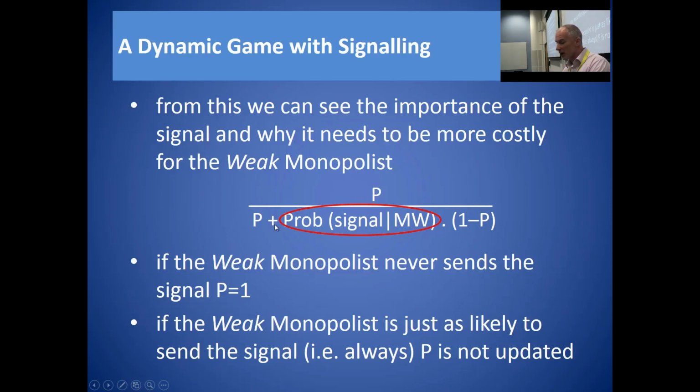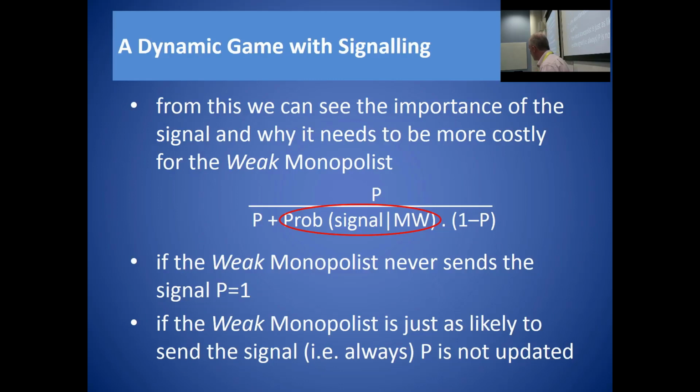Now what happens when that probability is 1? You get P divided by P plus 1 times 1 minus P. So that's P plus 1 minus P, which gives us 1 on the bottom. So that's P divided by 1. So our updated value of P doesn't change, it's still P. So it does not confer any extra information.